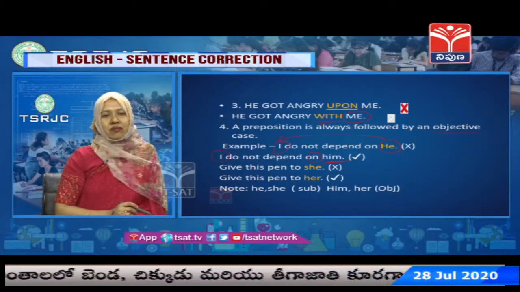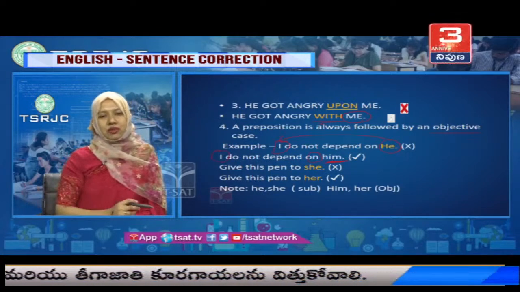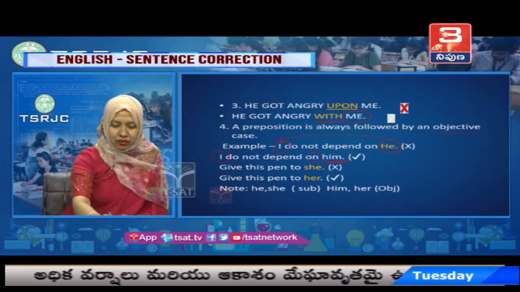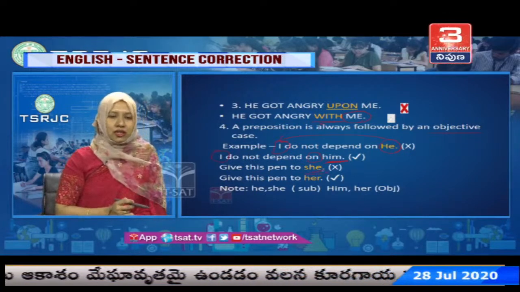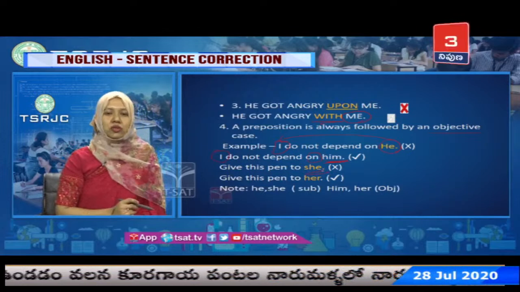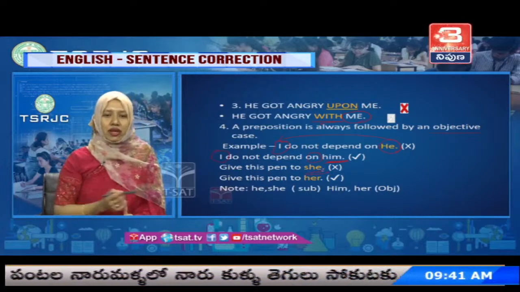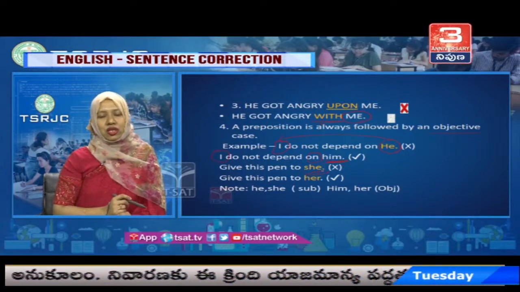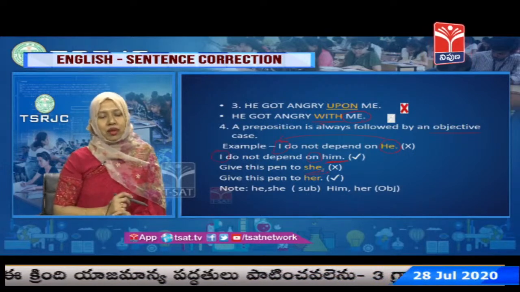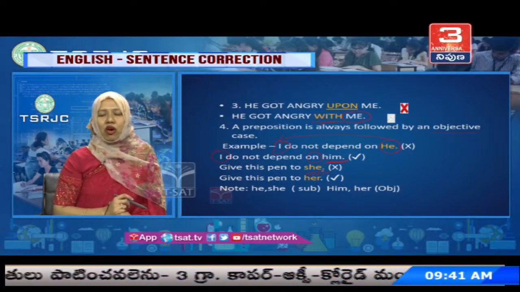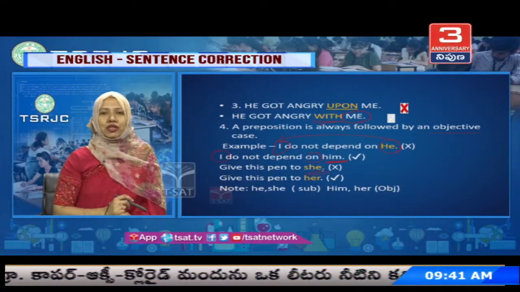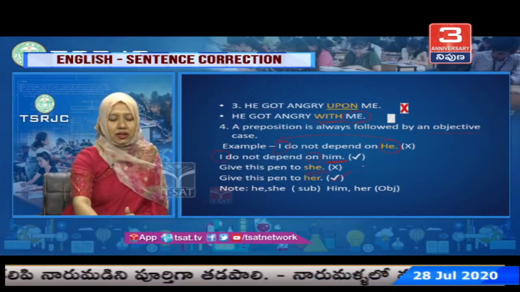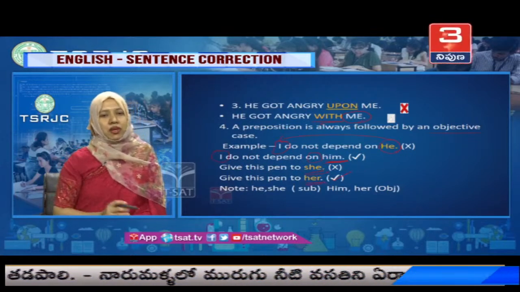Give this pen to she. Most of the students make this mistake. Again, she is a subjective pronoun, not objective. It cannot be used in the objective case. She and he can be used in the subject place, but you cannot use them in the object place. Give this pen to her is the correct sentence. Her is a pronoun which is used in the object's place.